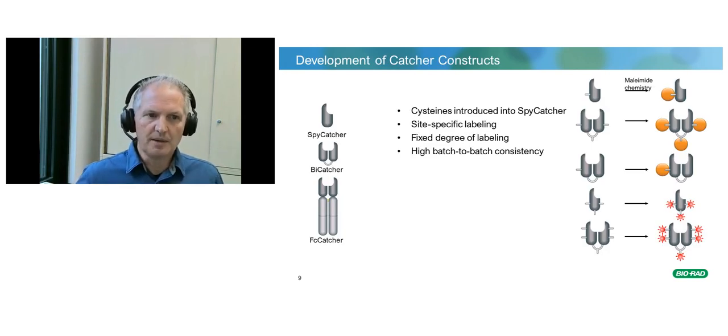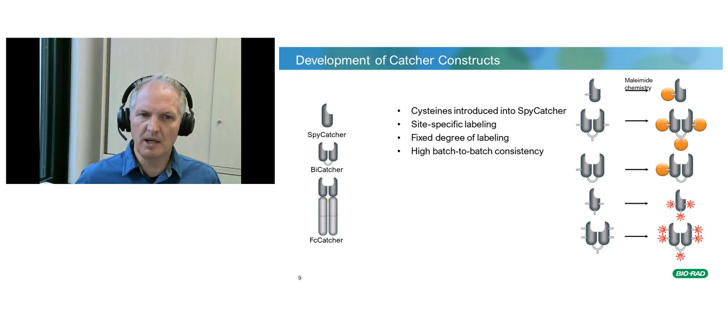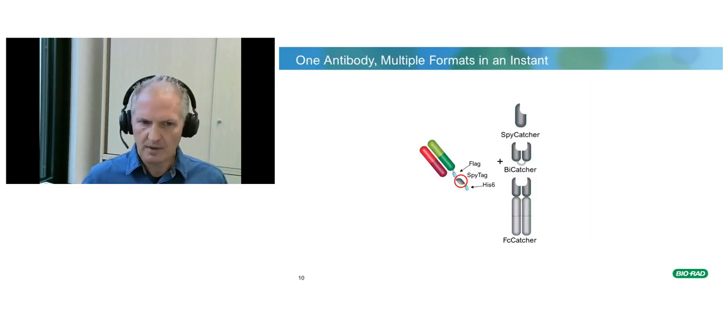So we developed a set of different SpyCatchers. A monovalent SpyCatcher, we've generated a dimer, the so-called BiCatcher, and we've fused the SpyCatcher to the Fc domain of an antibody, the so-called FcCatcher. And we also generated versions with cysteines introduced, shown on the right, so that we can site-specifically label these catchers with maleimide chemistry, so that we get a fixed degree of labeling and have a very high batch-to-batch consistency.